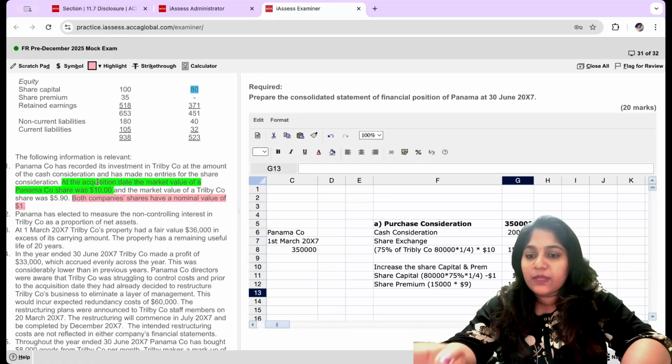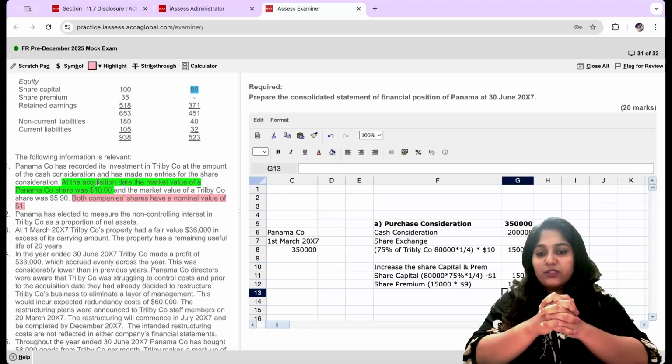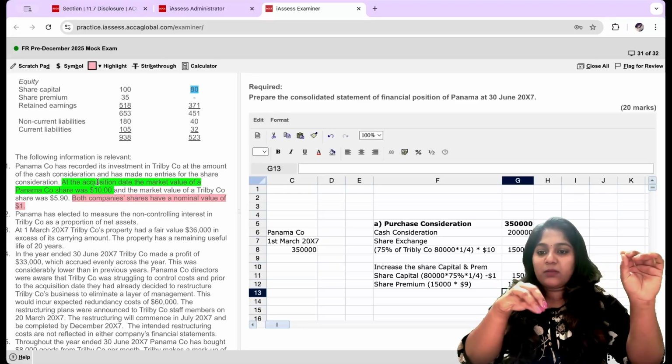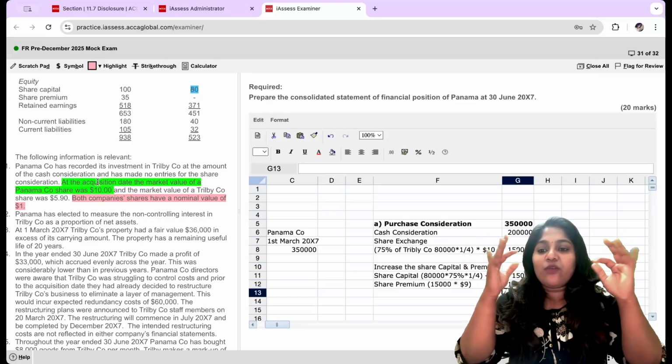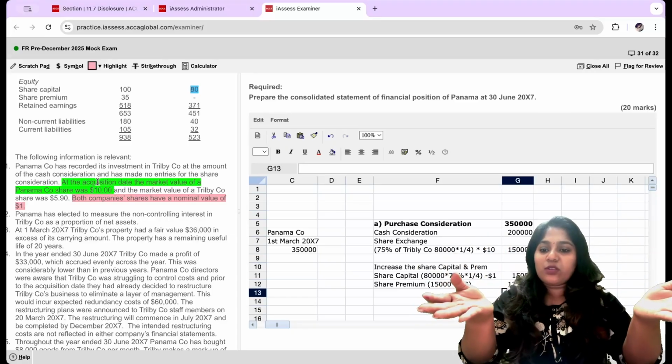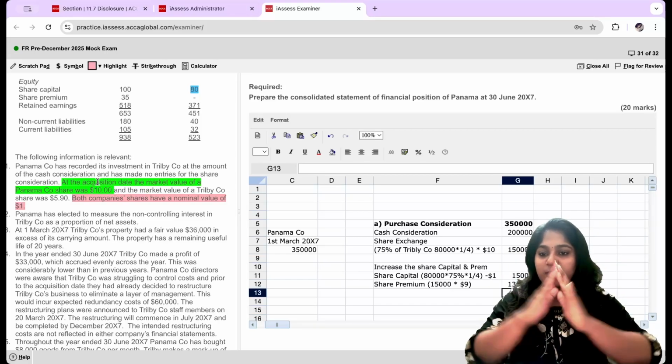So Panama company has recorded its investment in AAA company at the amount of the cash consideration and has made no entries for the share consideration. At the date of acquisition, the market value of the Panama company share was $10. So we have properly recorded this. Now the market value of AAA company is also given. Maybe it's for the NCI calculation that we have, which we can look into the next working notes.